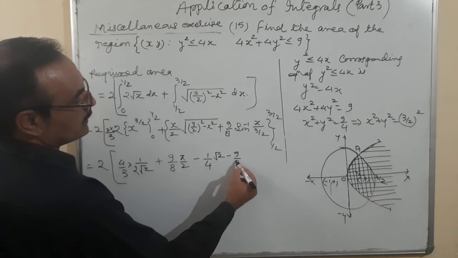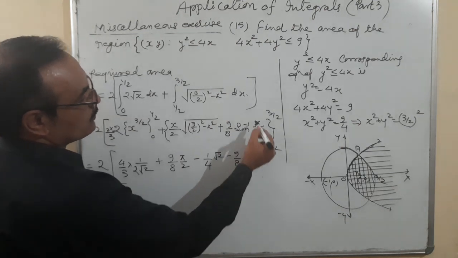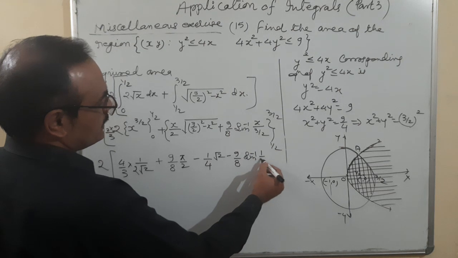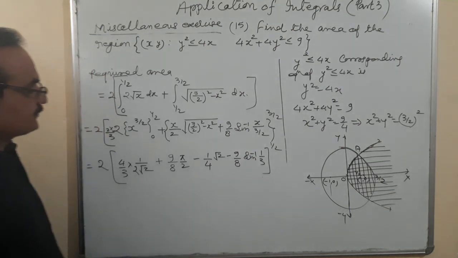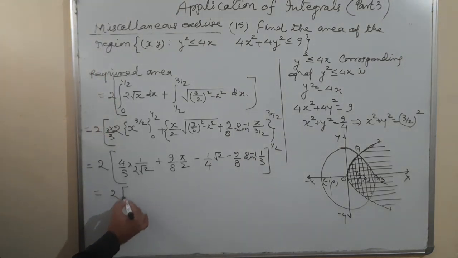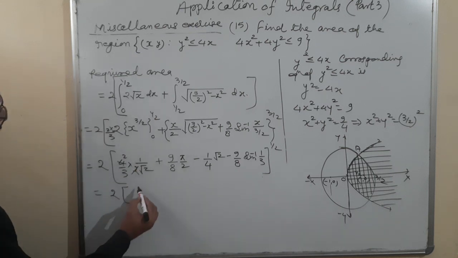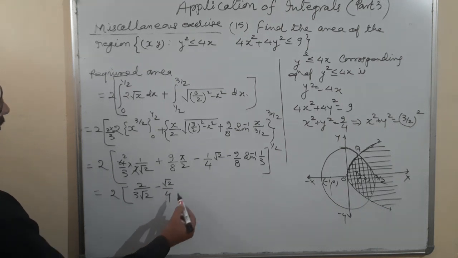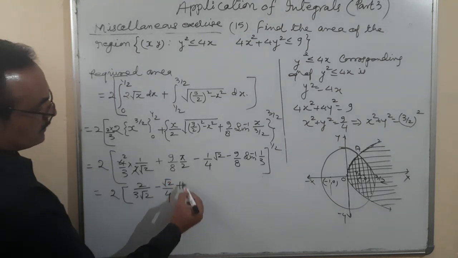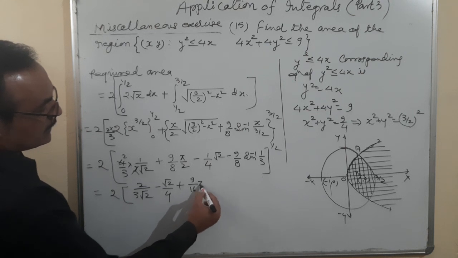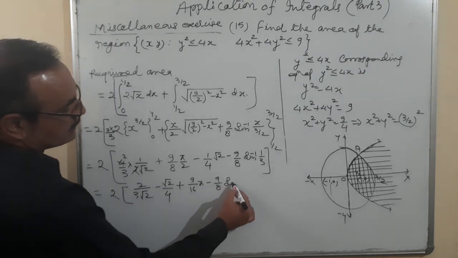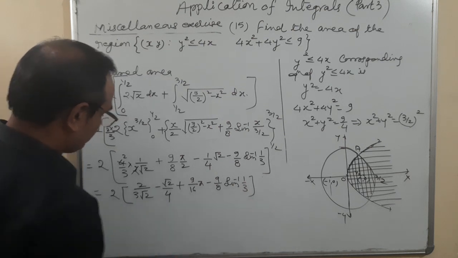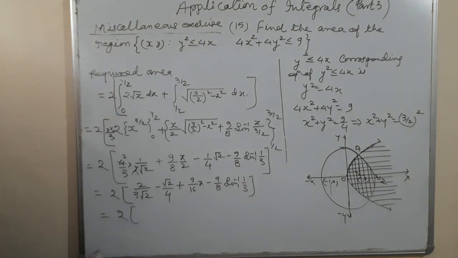Minus 9 upon 8 sine inverse 1 by 2 upon 3 by 2, 2 cancels, 1 by 3. Okay. Now what is this? 2 upon 3 root 2, 1 is like term, minus root 2 upon 4. It is plus 9 upon 16 pi and minus 9 upon 8 sine inverse 1 by 3. Okay, 2 outside.